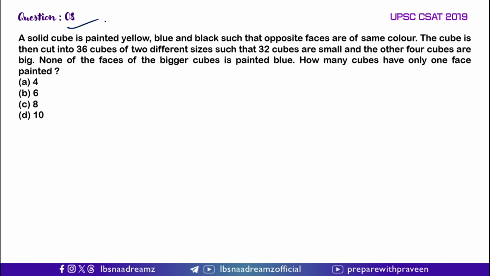Question 8. A solid cube is painted yellow, blue and black such that opposite faces are of same color. The cube is then cut into 36 cubes of 2 different sizes such that 32 cubes are small and other 4 cubes are big. None of the faces of the bigger cubes is painted blue. How many cubes have only one face painted?